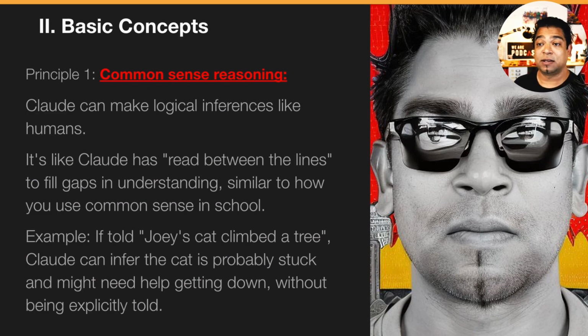The first one is common sense reasoning. So principle number 1 of basic concepts is common sense reasoning. Claude can make logical inferences like humans. It's like Claude has read between the lines to fill gaps in understanding, similar to how you would use common sense in school. For example, if told, Joey's cat climbed a tree, Claude can infer that the cat is probably stuck and might need help getting down without being explicitly told that it needs help getting down.